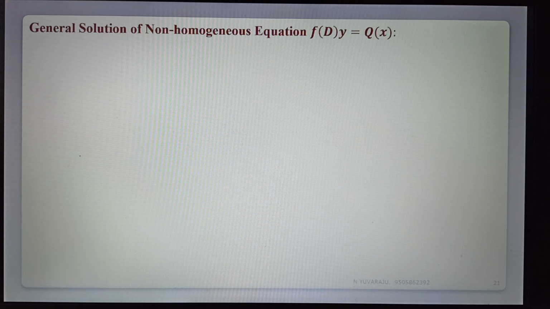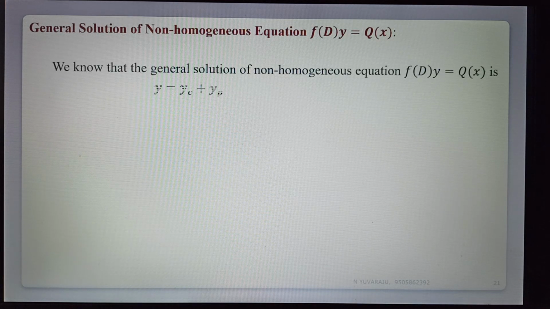So how do we find the general solution of this equation? First of all, what is the form of the general solution? We know that the general solution of the non-homogeneous equation f(D)y = Q(x) is y = yc + yp, where yc is the homogeneous equation solution. Here Q(x) is non-zero, so the second part of the solution is yp, which is called the particular integral.